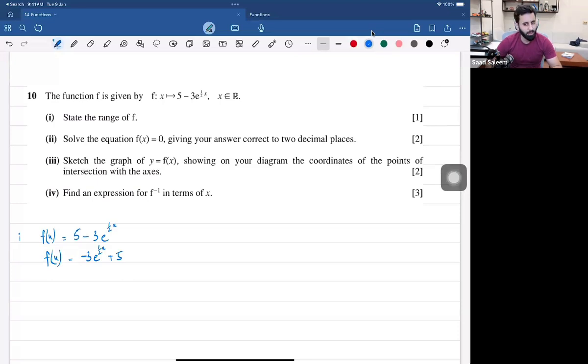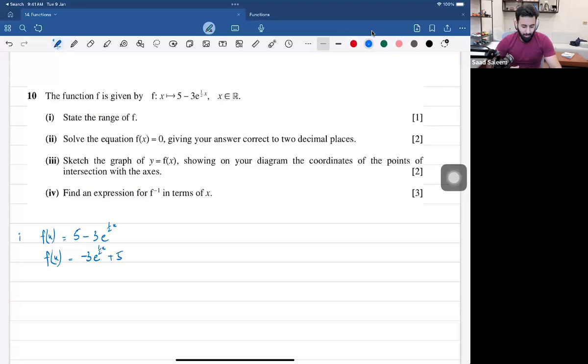Greater than 5. Okay. Are you sure about that? Why do you say lesser? Yes, because there's a minus sign.